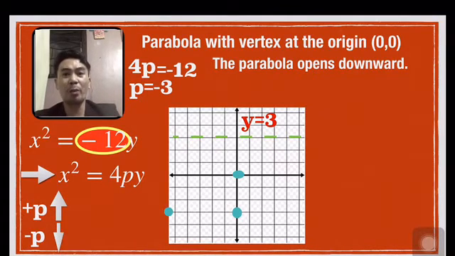The value of your p is 3 or negative 3 times 2, that's 6 or negative 6. It means to say that from the focus, you need to count 6 units to the right and 6 units to the left. This is how your parabola looks like.